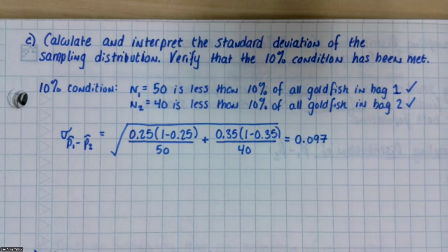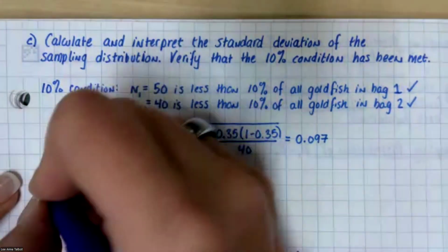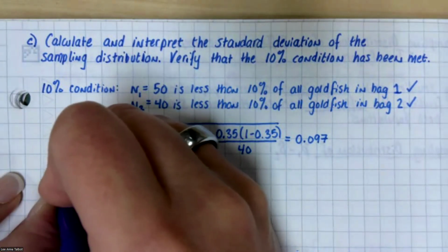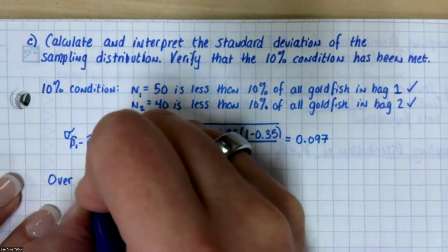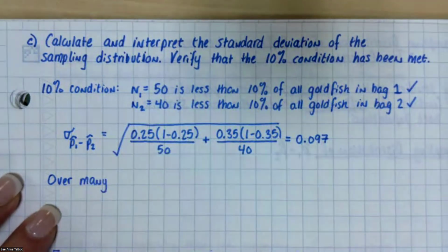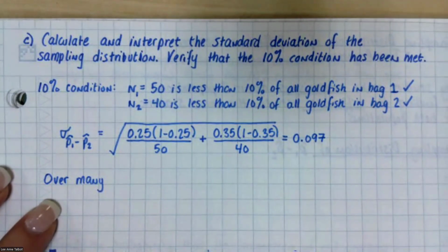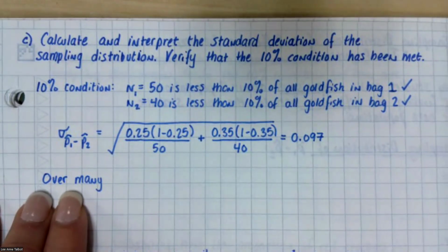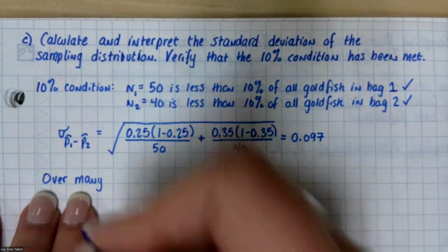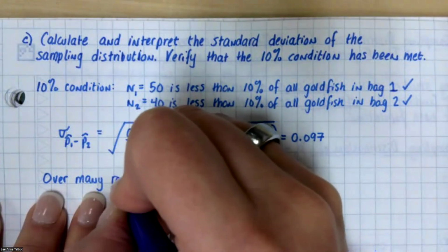Okay. Let's use common sense. We're doing an interpretation sentence. What should come first? Okay. So this is kind of where you're going to realize how annoying this is going to be because there's two populations. Okay, so over many.